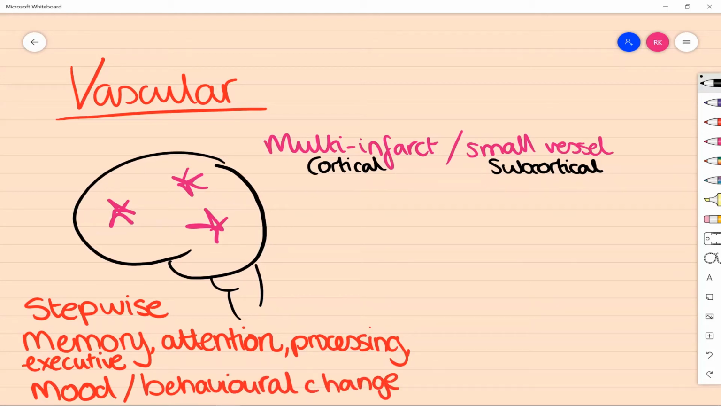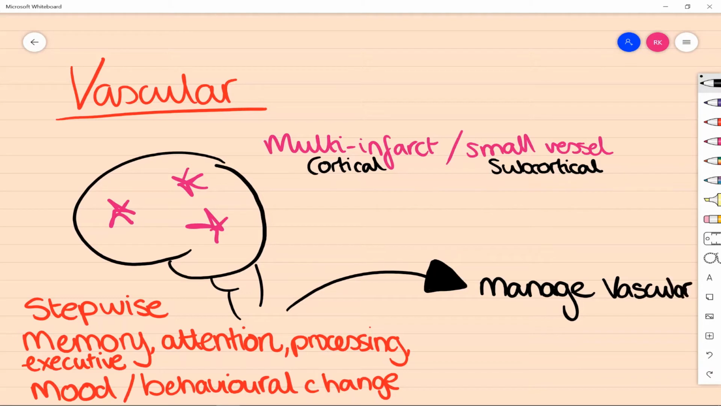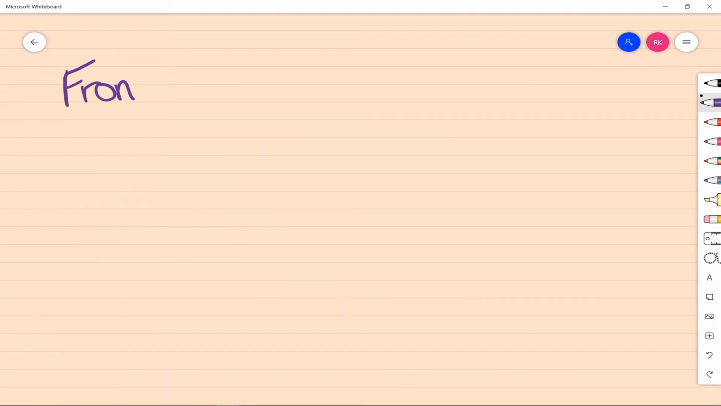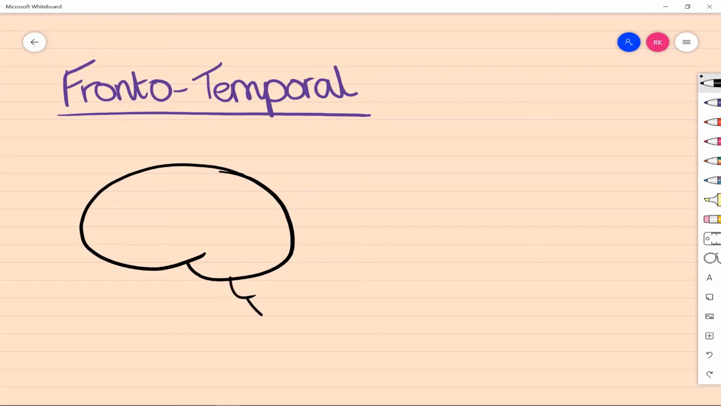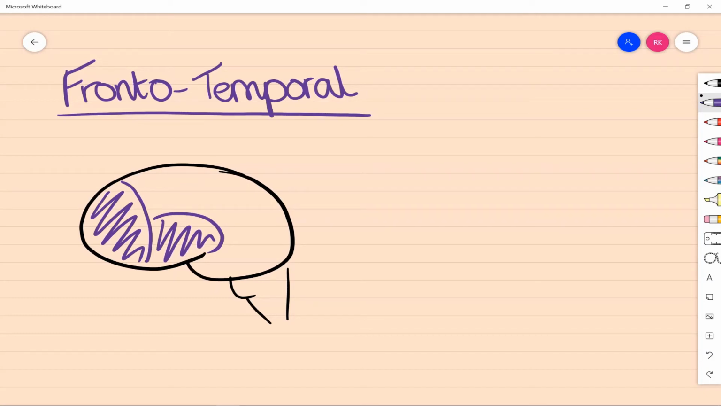And to manage this, you look at really the vascular risk factors, so diet, exercise, heart rate, blood pressure, cholesterol, those kind of things. And typical dementia drugs often aren't very helpful. Frontotemporal dementia sounds somewhat self-explanatory in that it affects the frontal and temporal lobes. This is, again, a progressive type of dementia, and there's a degeneration in those areas, the frontal and temporal brain areas.